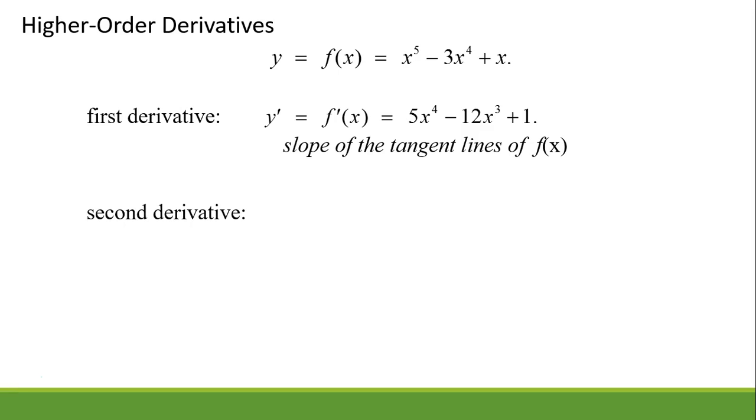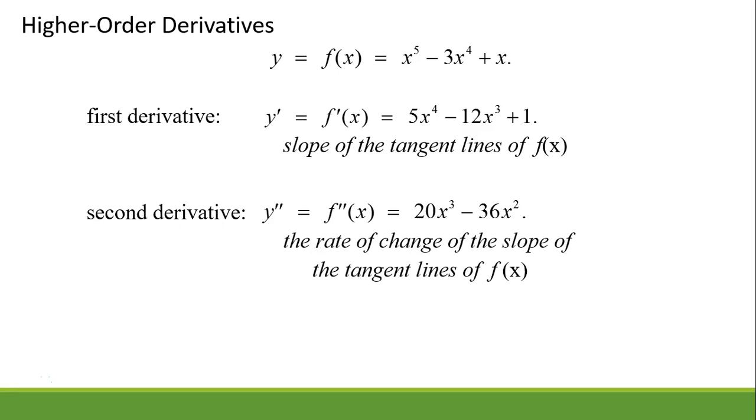But now we're going to look at something called a second derivative. A second derivative is just the derivative of the first derivative. So the derivative of 5x to the fourth minus 12x to the third plus 1 is 20x to the third minus 36x squared. We're still using our same power rule that we learned before, but because we're applying it to the first derivative, we now are looking at a second derivative.